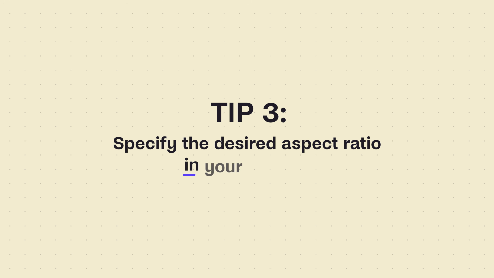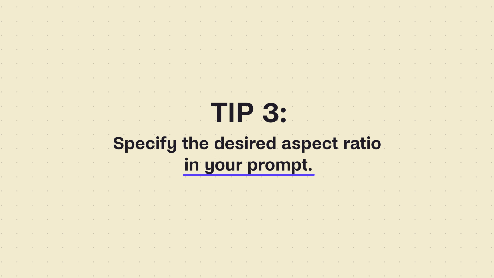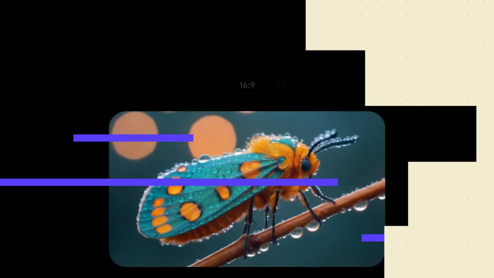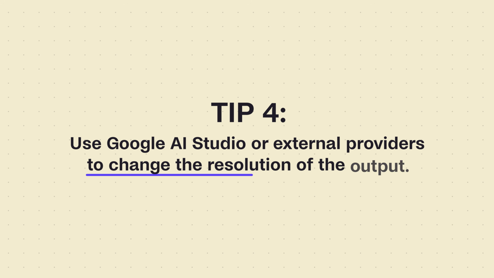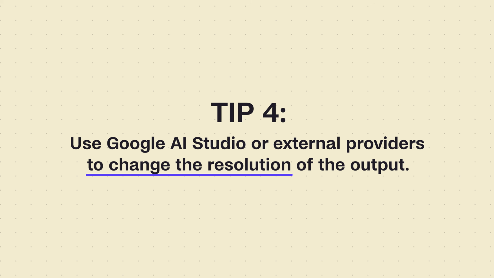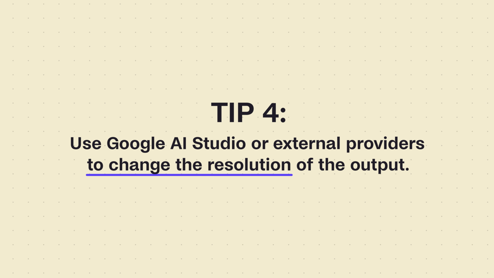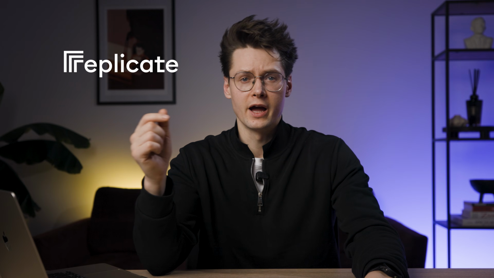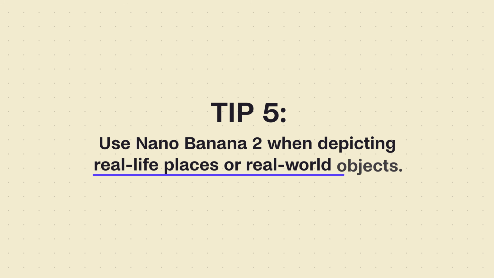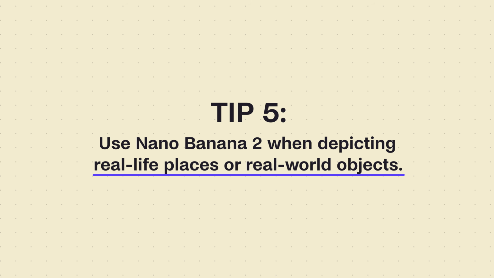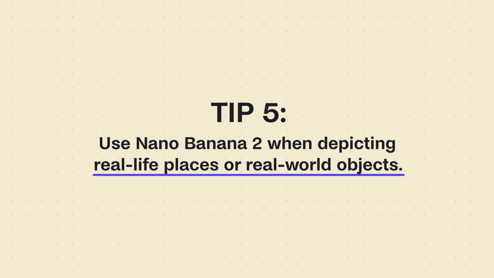Third, if you want a vertical or a horizontal image, specify an exact aspect ratio in your prompt, such as 16:9, 4:3, or one of the new and more extreme ratios, such as 1:4 or even 8:1. Fourth, we cannot control the resolution through the Gemini chat interface. So for real production use, I recommend using Gemini AI Studio or services like Replicate and Fal AI, where you can pay based on your usage. And lastly, the model is better at real-life places and real-world objects because now it has access to image search. Nano Banana Pro had access only to web search.